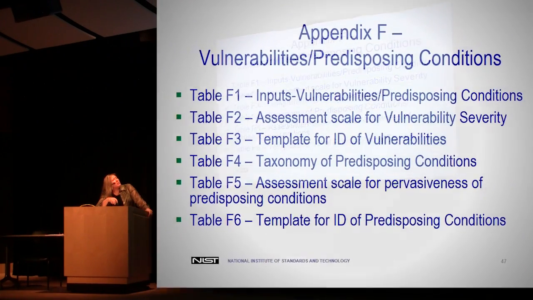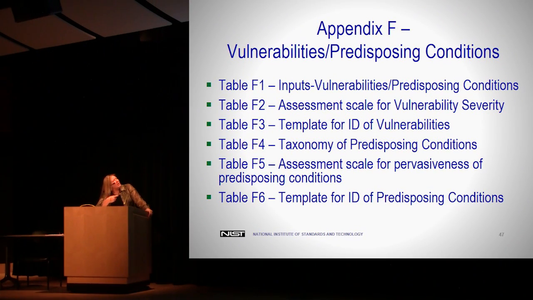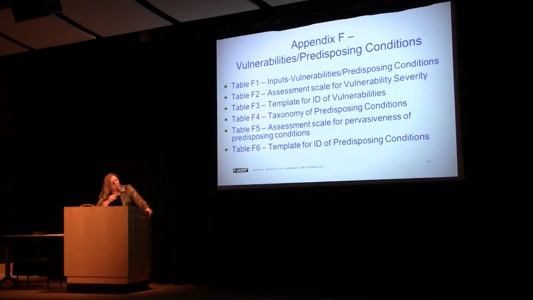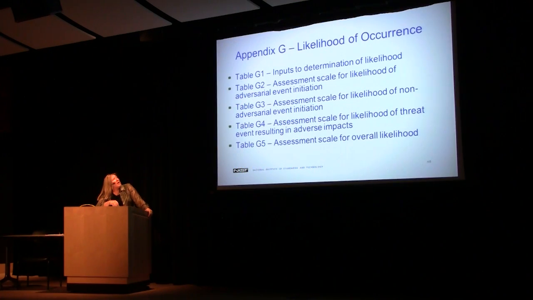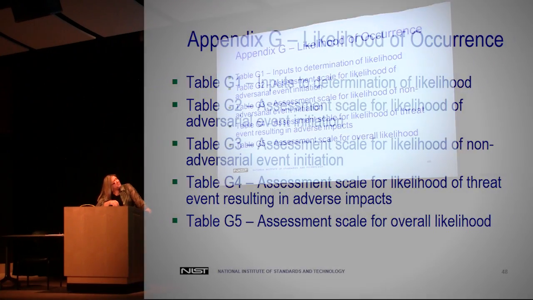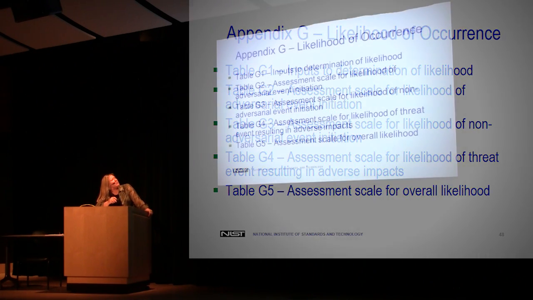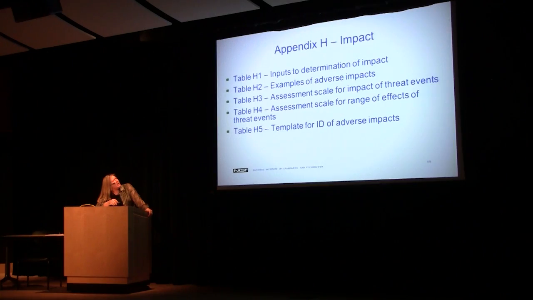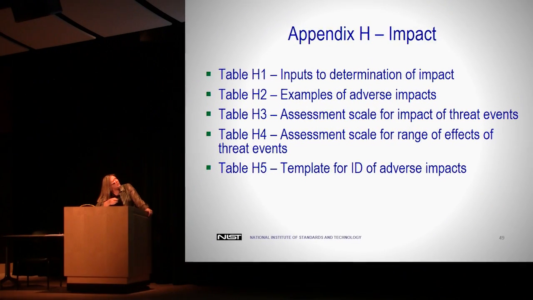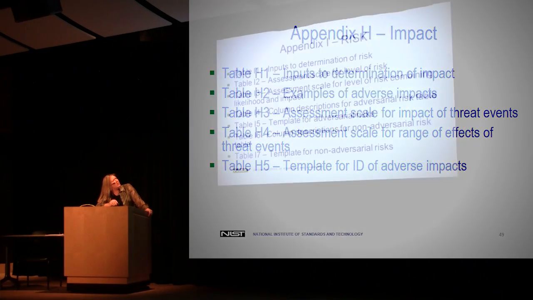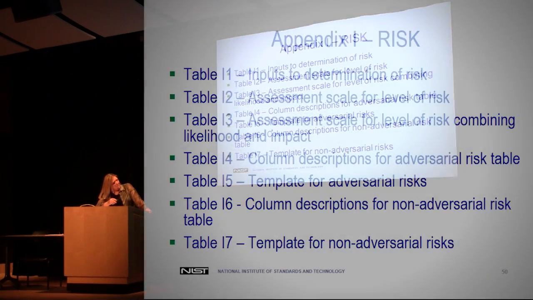Appendix F is your vulnerabilities and predisposing conditions, again with the scales and the templates and the taxonomies, and then more scales. So we have it for the vulnerabilities and then for the predisposing conditions. And then our likelihoods of occurrence, again our scales, and there is a template there. And finally, our impacts. There's some examples, there's some scales, and then there's a template.